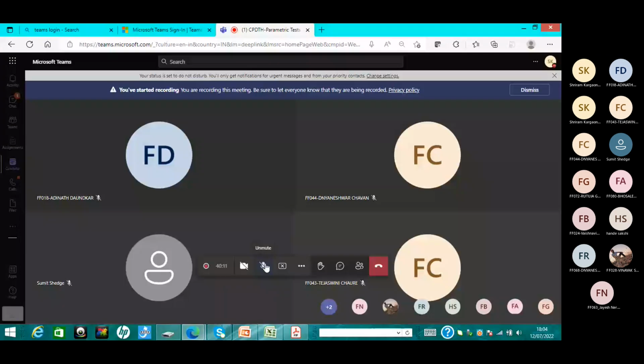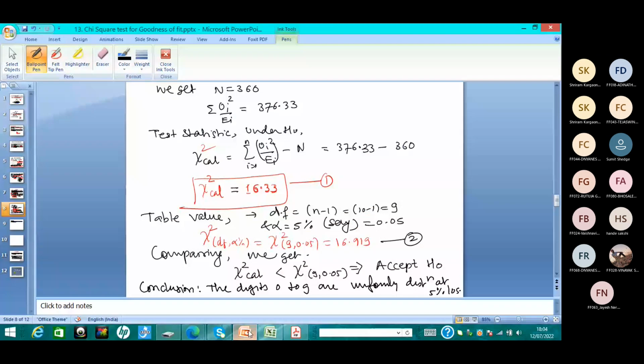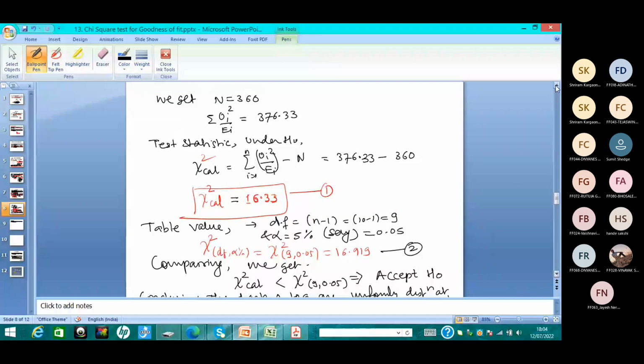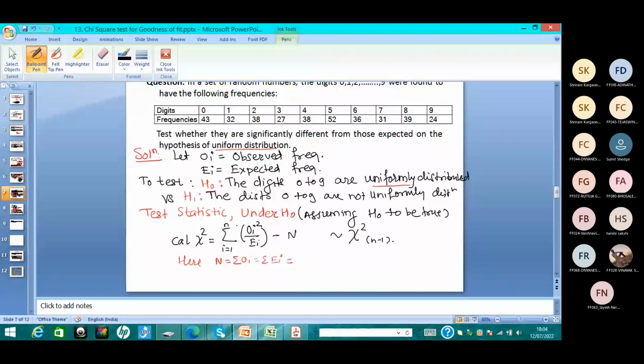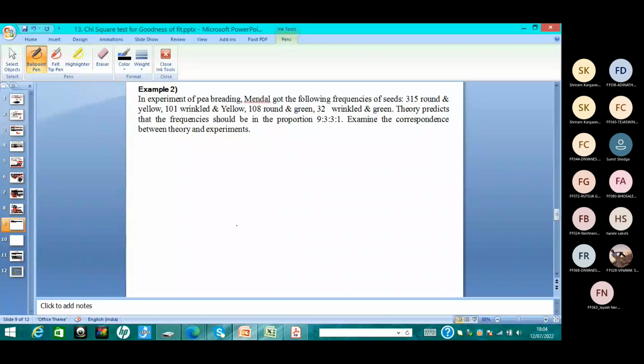So now, hope you understand this problem. This is a very important problem. In fact, this kind of test is very important. Now, we'll solve another problem. So example number 2. This is a little bit different kind of sum. So in the exam, either the earlier type or this type, any of the two types of example can be asked. And as I said, it is really important.